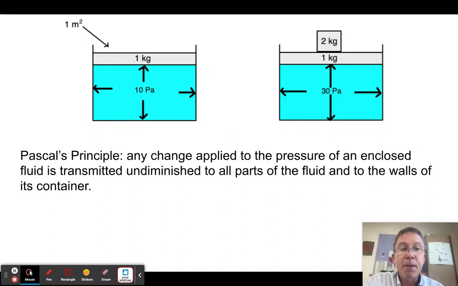Hi, today we're going to learn about Pascal's principle and the continuity equation. We'll start with Pascal's principle. Pascal's principle basically says that any change in the applied pressure on an enclosed fluid system is going to be transmitted undiminished to all parts of that system.